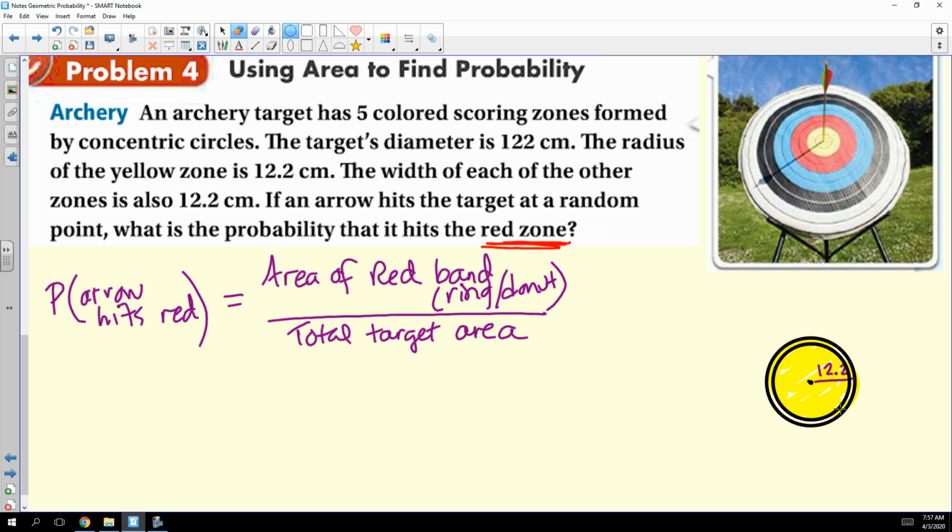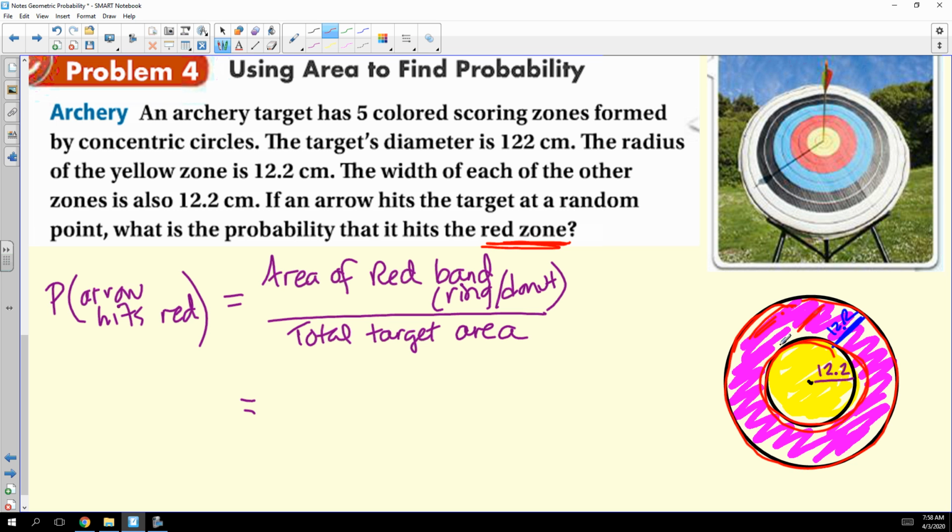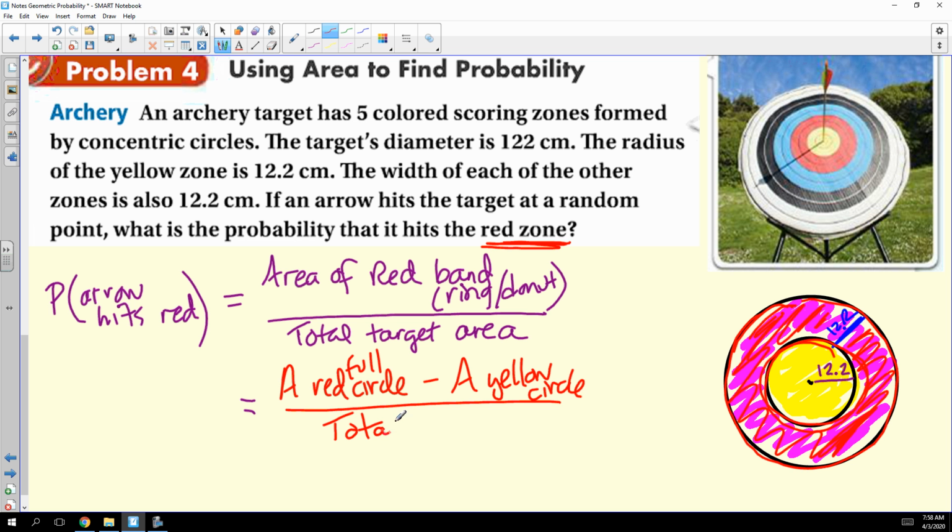Again, we start at the center and increase the radius. The red contains the yellow, so I'm going to shade that in with some pink to represent the red piece. This also has a width of 12.2. To find the area of the red band, we have to subtract, because the red circle contains the whole thing, and we punch out the yellow circle to get what's left over in this shaded space. So we do the area of the full red circle, containing the yellow, minus the area of the yellow circle, divided by the total target area.